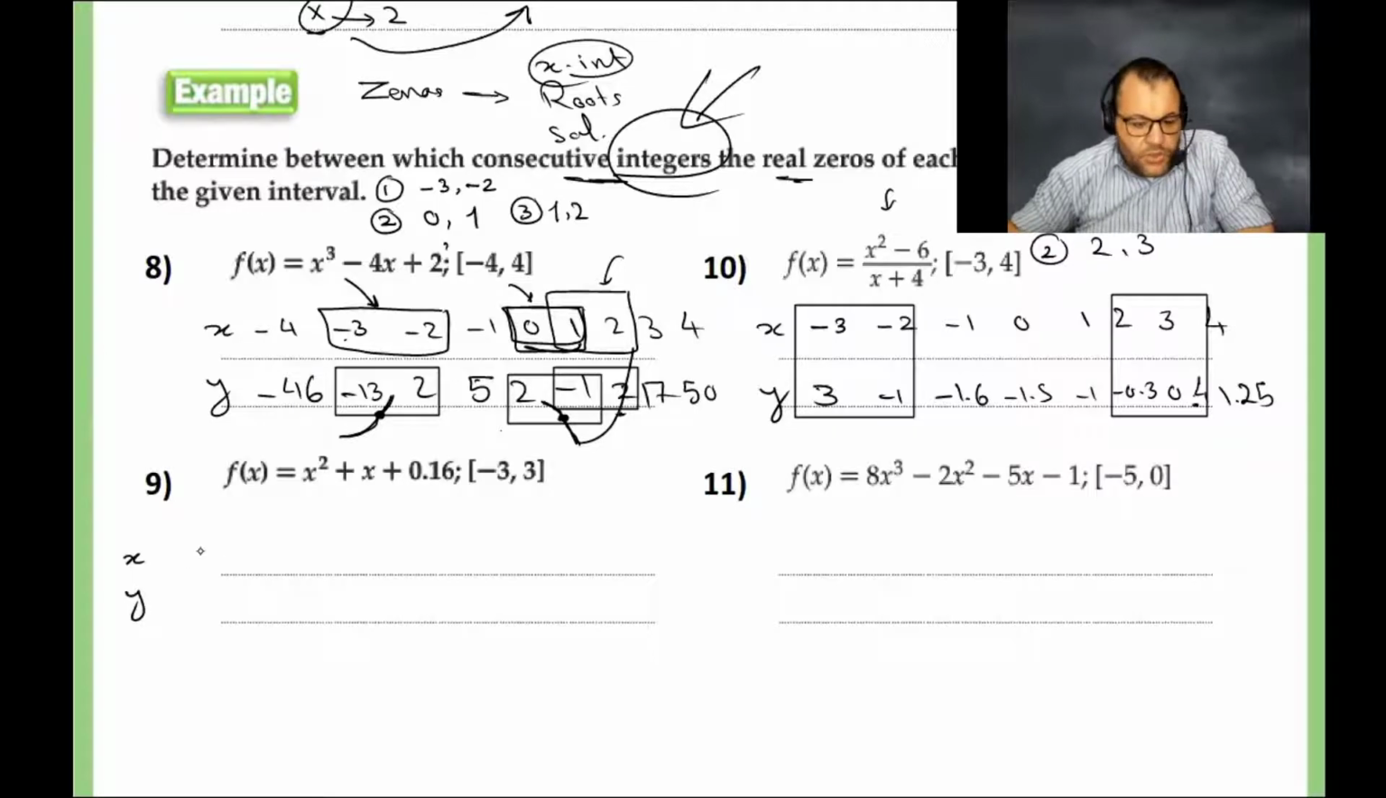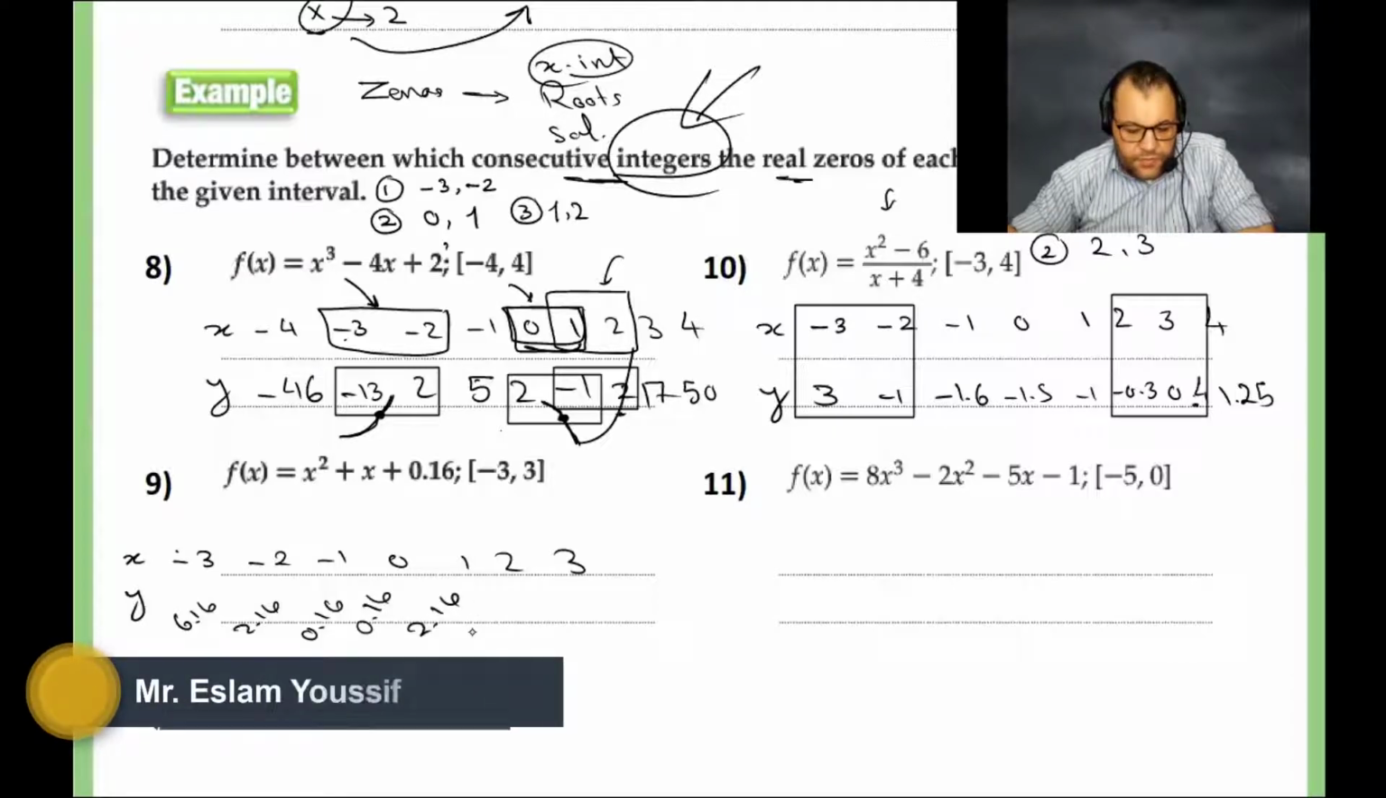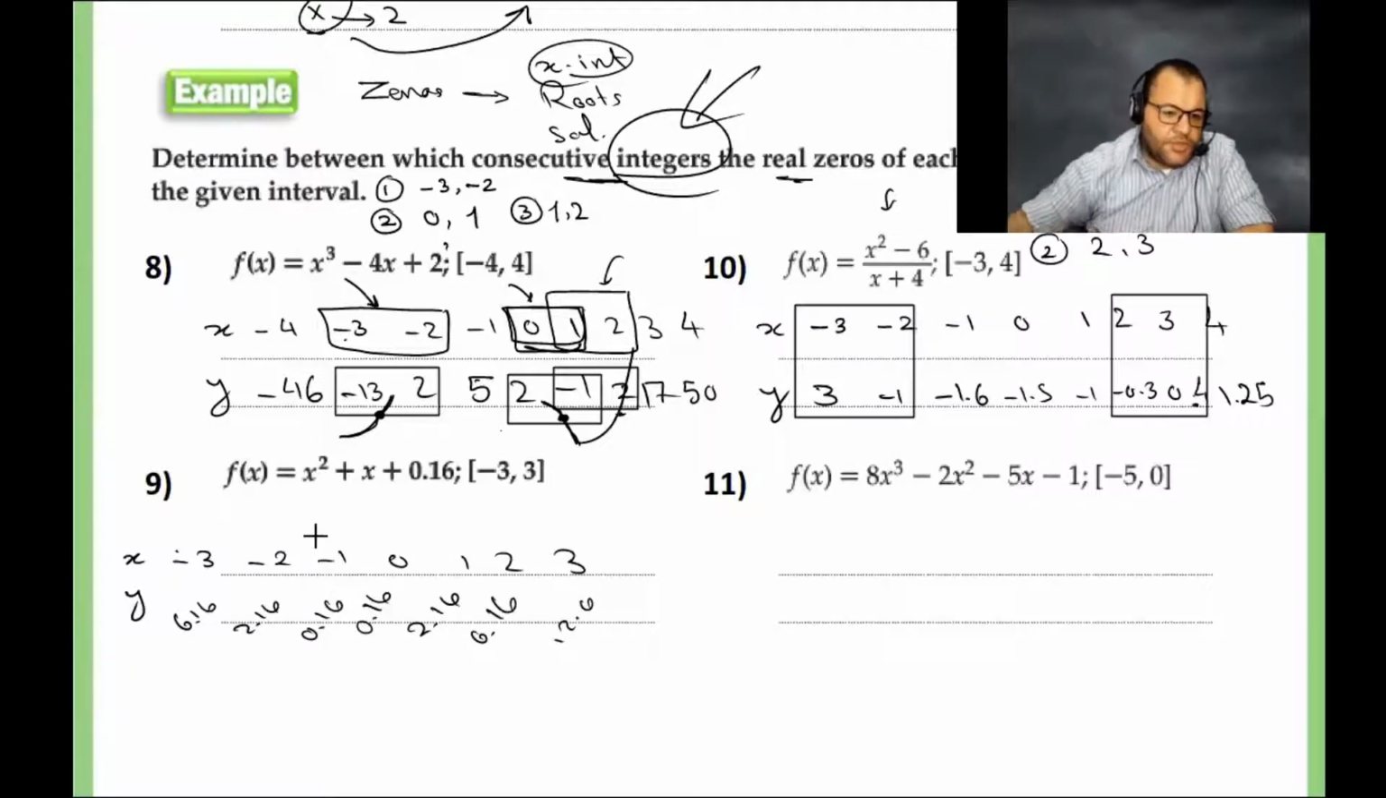Okay, so the values that we have are -3, -2, -1, 0, 1, 2, 3. The first one is 6.16, the second is 2.16, the third is 0.16. Now we have here also 0.16, and 2.16, 6.16, and 12.16.